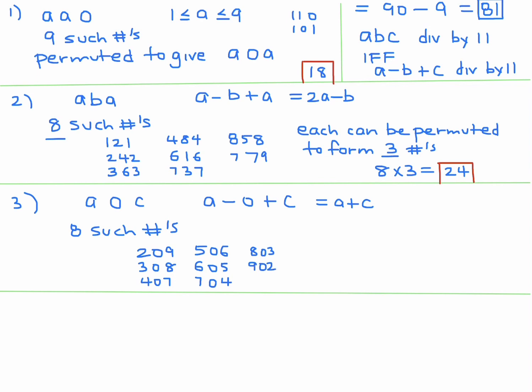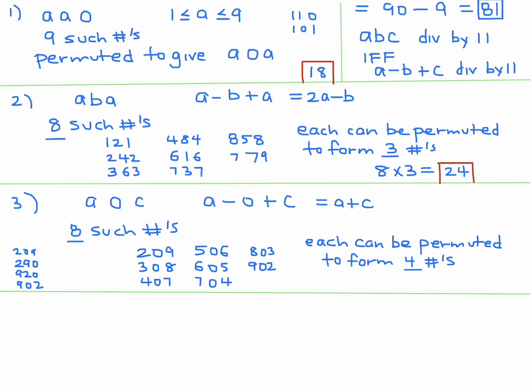And each of these can be permuted to form 4 numbers. For example, the 209 could be 209, 290, 920, or 902. So we have 8. Each can form 4 permutations, so 8 times 4 is 32.